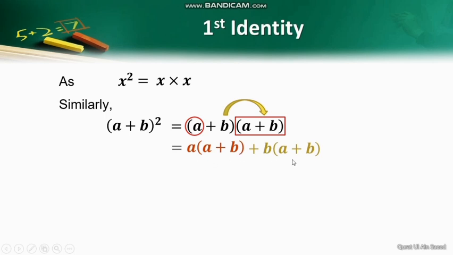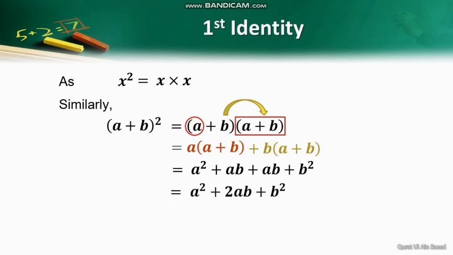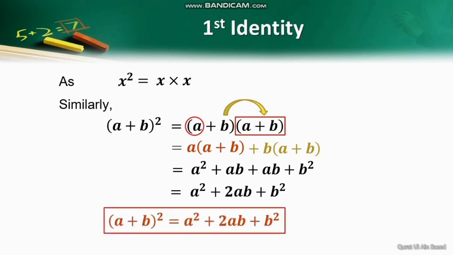Then we have to solve these individual products to get a squared plus ab plus ab plus b squared. Here clearly the middle two terms are alike, hence they can be added to each other to give us 2ab. So the expression is a squared plus 2ab plus b squared. This completes our first identity, that is a plus b the whole squared is equal to a squared plus 2ab plus b squared. Now let's move on to the second identity.